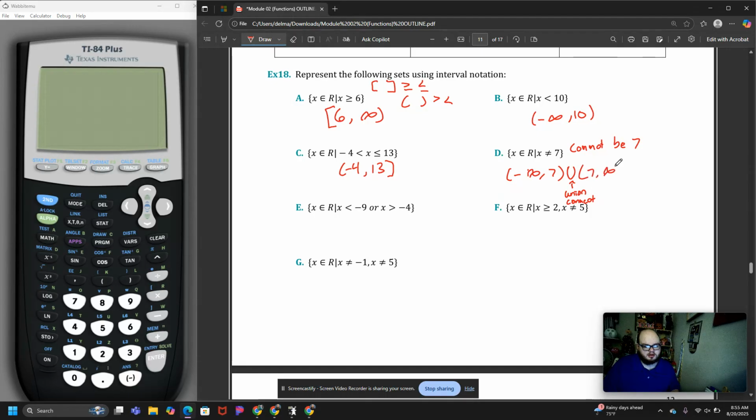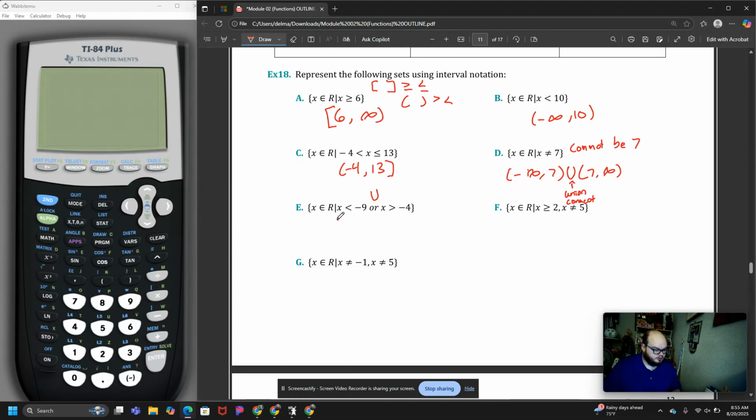So it could be anything bigger than 7 to infinity. Just cannot be 7. So that's what this shows, that it cannot be 7. Okay. So anytime you have an OR situation, you're going to have a union. One or the other.